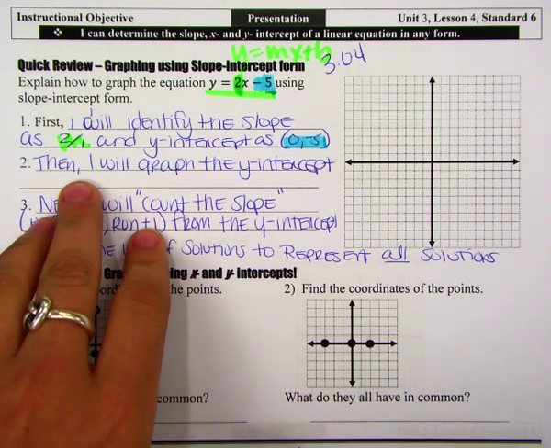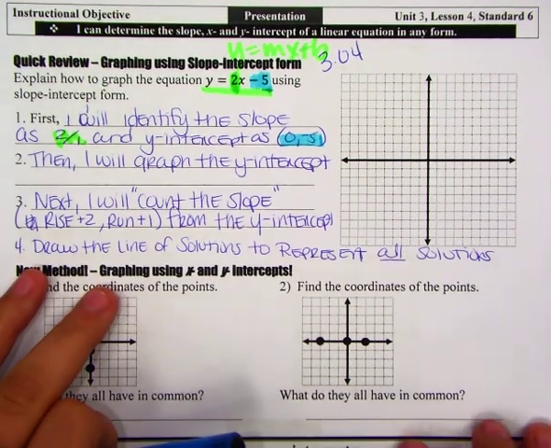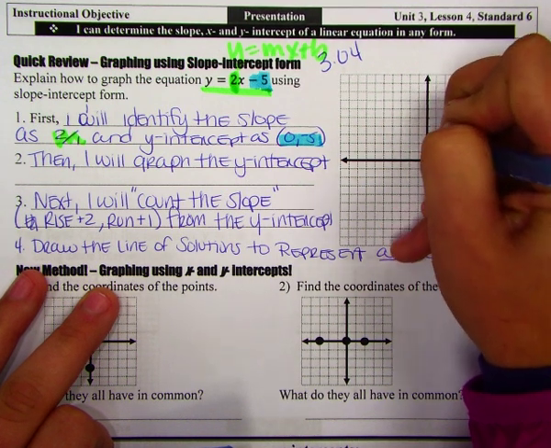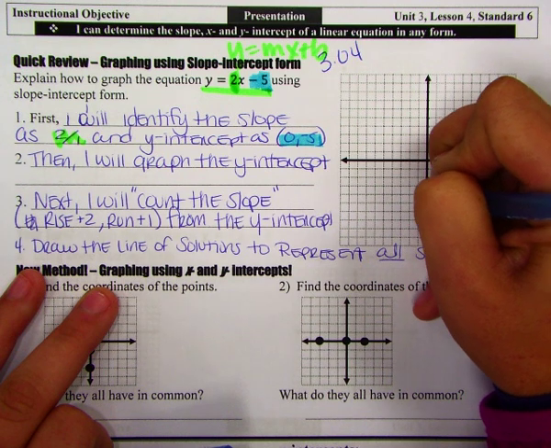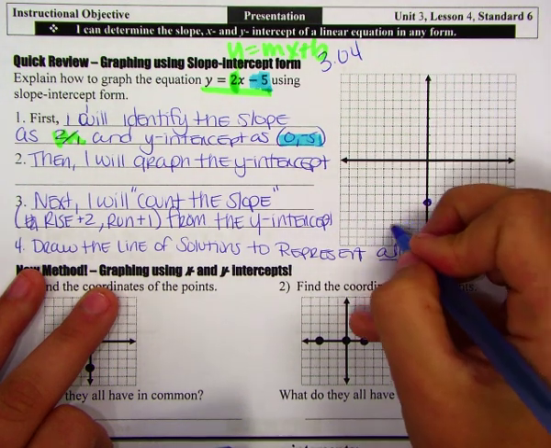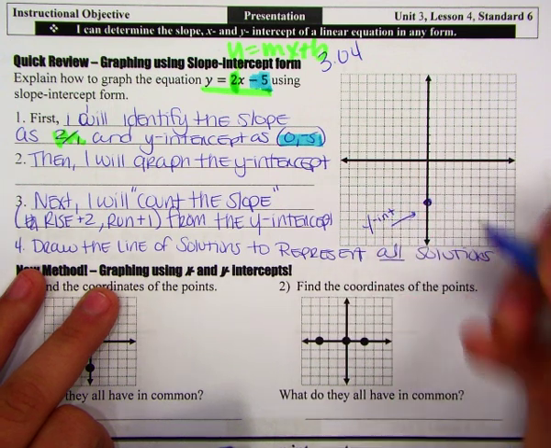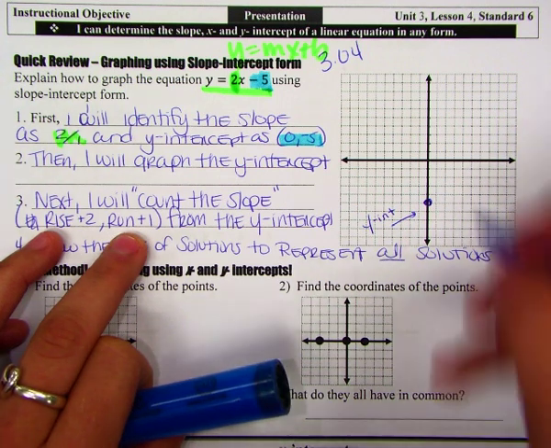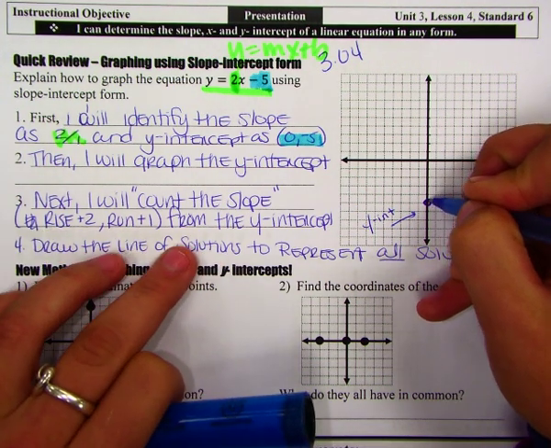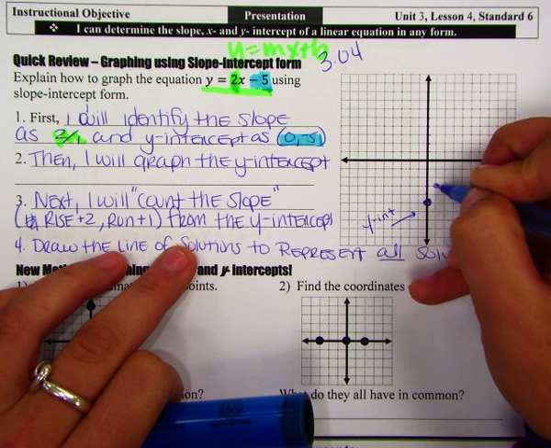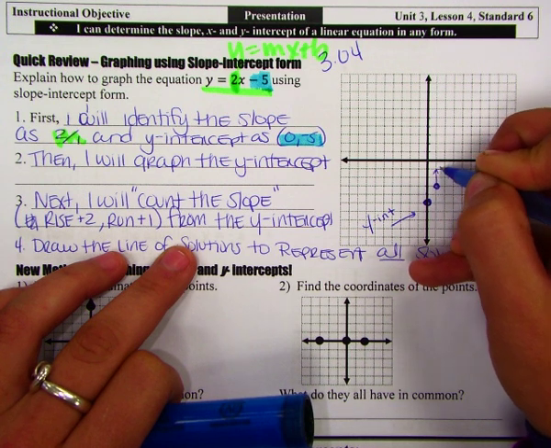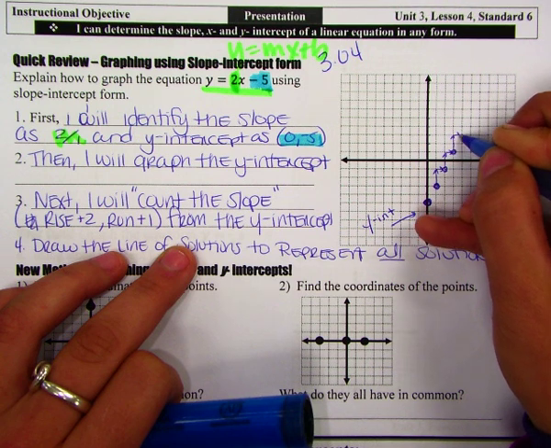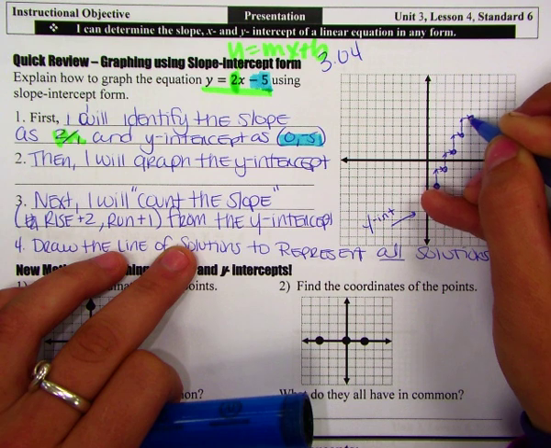So now, then I will graph the y-intercept. Okay, so the y-intercept is 0, negative 5. So right or left 0, up or down 5. It's my y-intercept. Next, I will count the slope, which is a rise of 2 and then a run of 1. So from here, from the y-intercept, rise of 2, run of 1. I'm going to do that a couple times just to make sure that I have a solid line. And I'm drawing the arrows because it helps me.